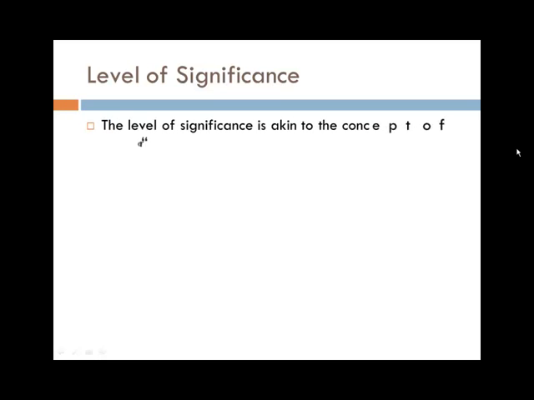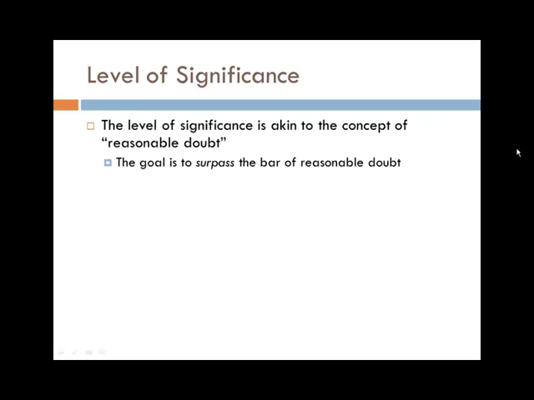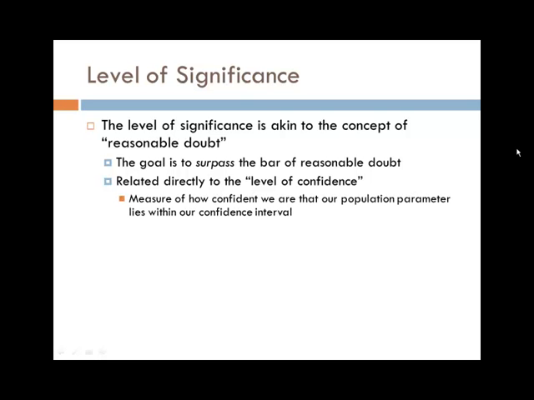The level of significance is akin to the concept of reasonable doubt. The goal is to surpass the bar of reasonable doubt here. And it is related directly to the level of confidence, as I said. It's a measure of how confident we are that the population parameter lies within our confidence interval. We've talked about confidence intervals. C is a confidence level. Alpha is 1 minus C.